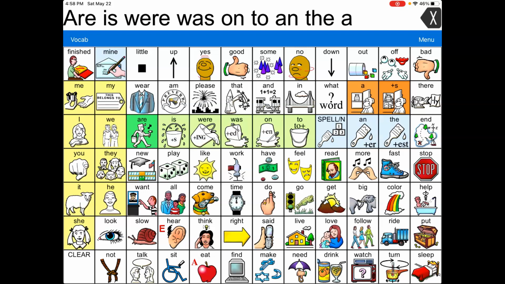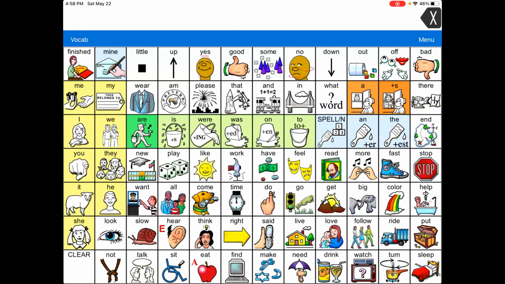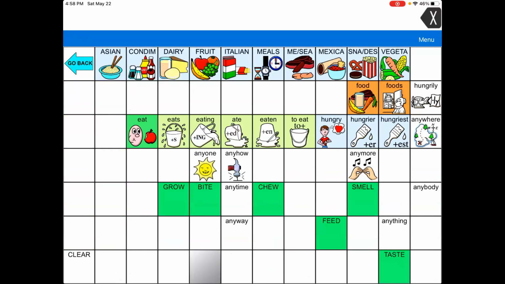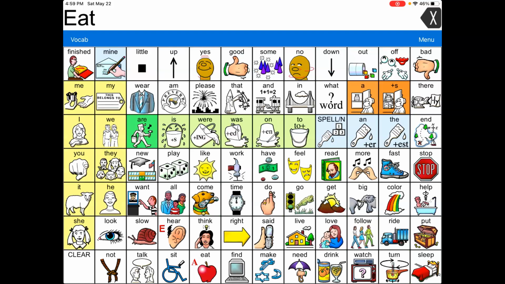The orange key next to A that has the plus S on it is how we add an S to the end of any word. For example, eat, and if I touch the plus S, eats, now it's plural.